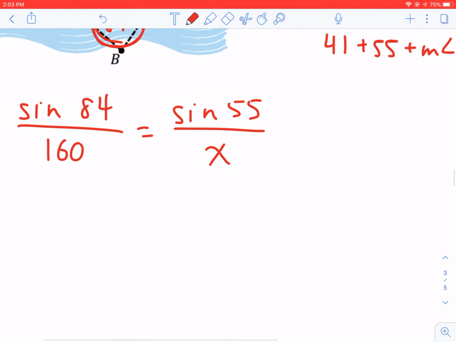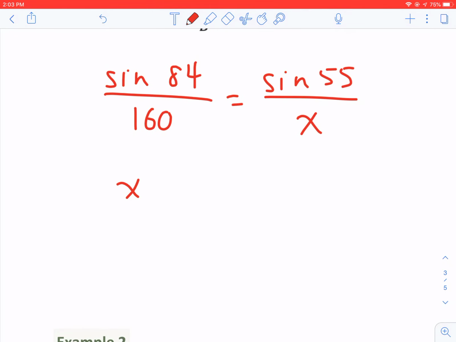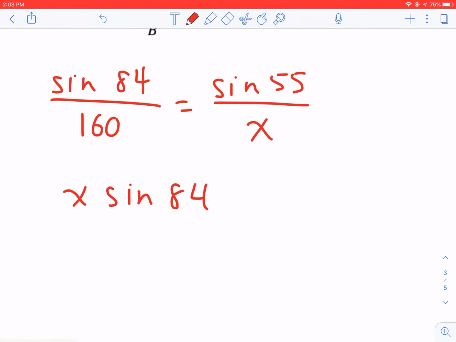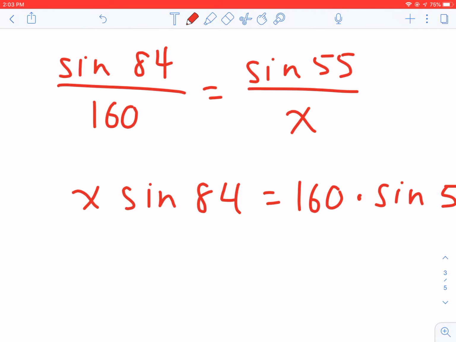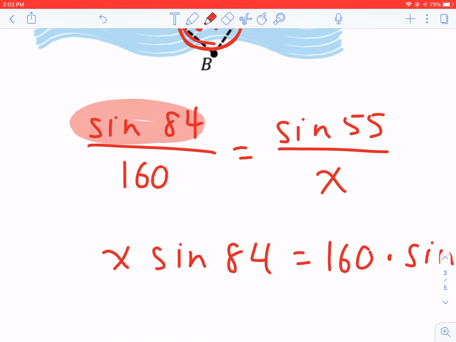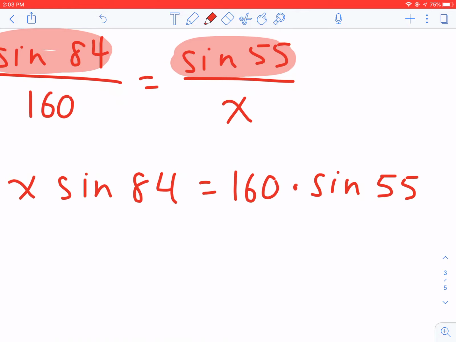So to solve this, we're going to cross multiply. We get x times sine of 84 equals 160 times the sine of 55. A lot of people, either in this step or the step before, are going to want to type in these trig values first, and they're going to be writing out a crazy long decimal. Do not do that. Just leave it in terms of sine until the very end.